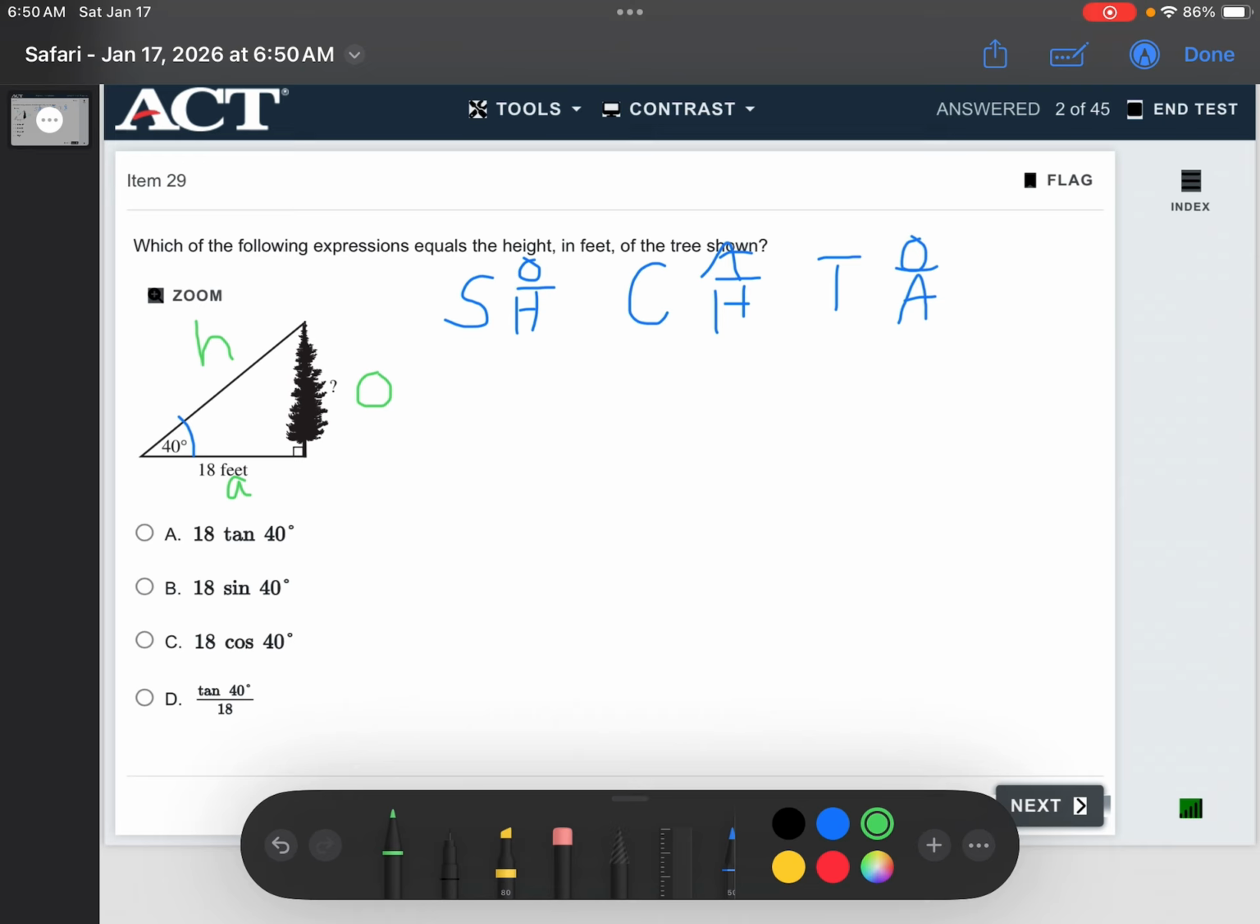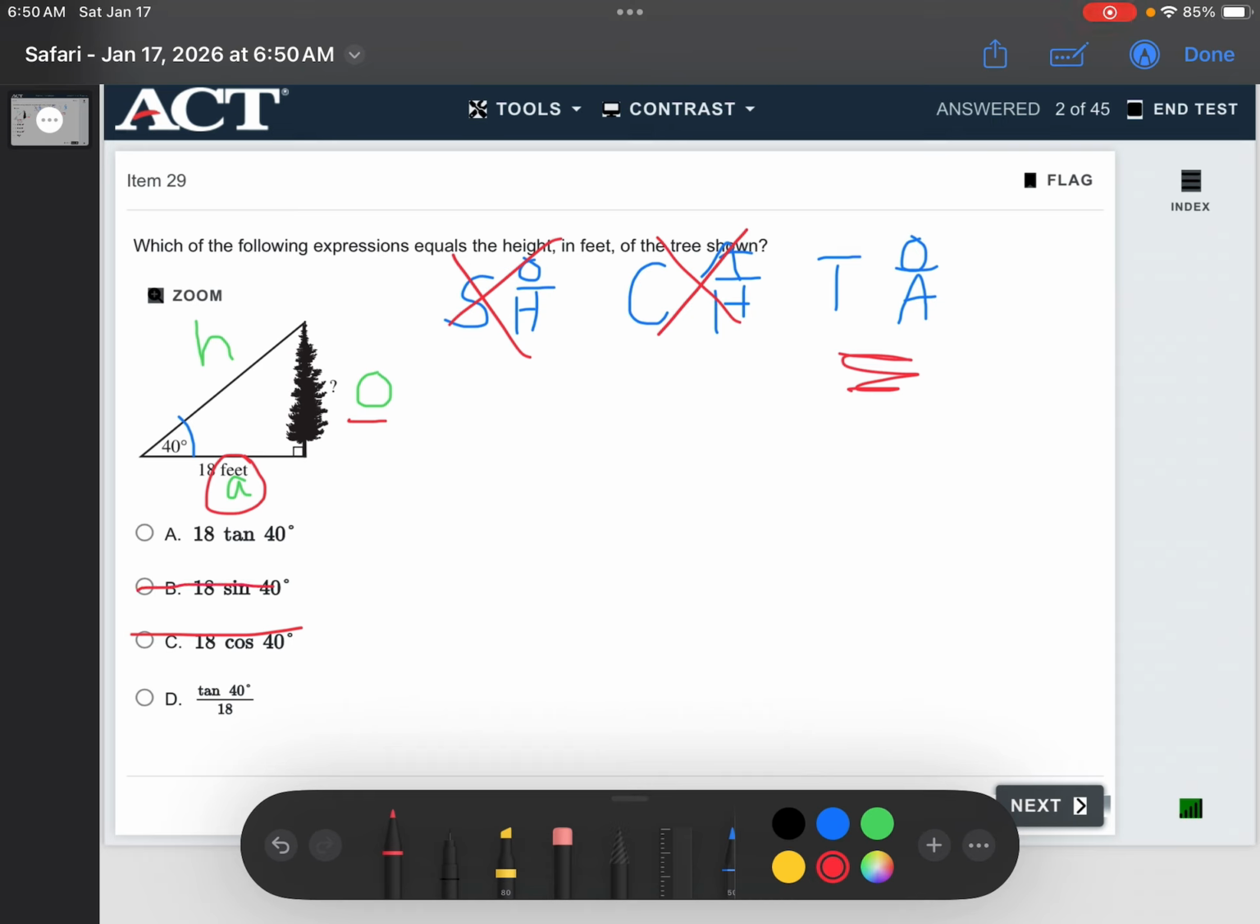So now I have my tree correctly labeled, so now I can figure out which trig function I need to utilize. If I'm going to be able to do this calculation, I obviously need the opposite. So that takes cosine out, because cosine does not have the opposite in it, so we can get rid of choice C. And then I need the adjacent. The only trig function that deals with the opposite and the adjacent is tangent. Sine has the opposite, but we would need the hypotenuse, which we don't have in this case. So sine is out, so choice B is out.